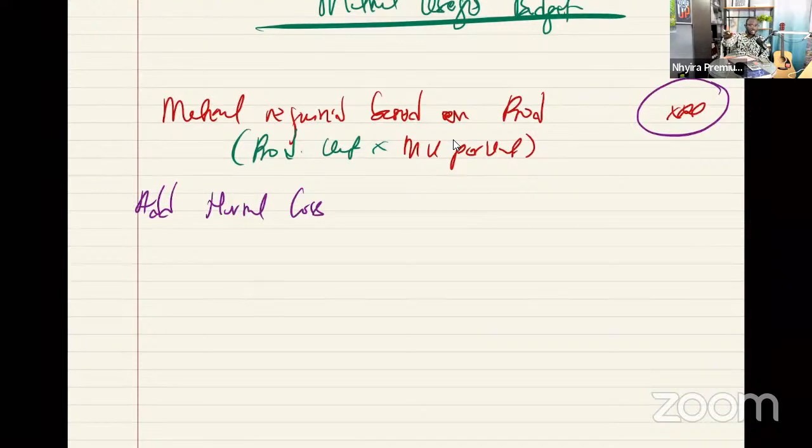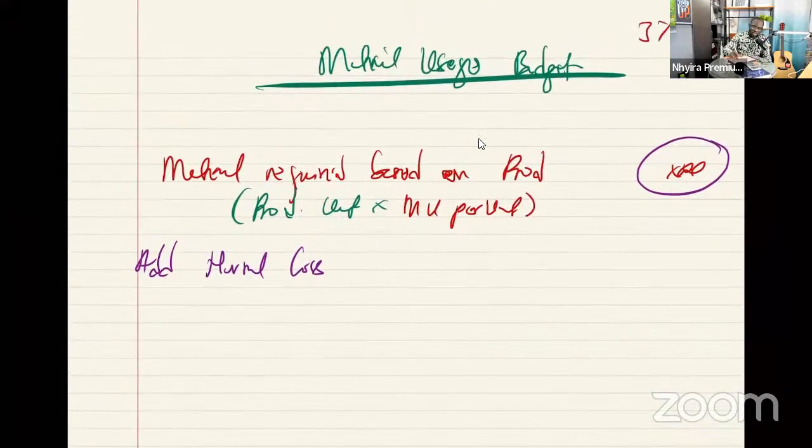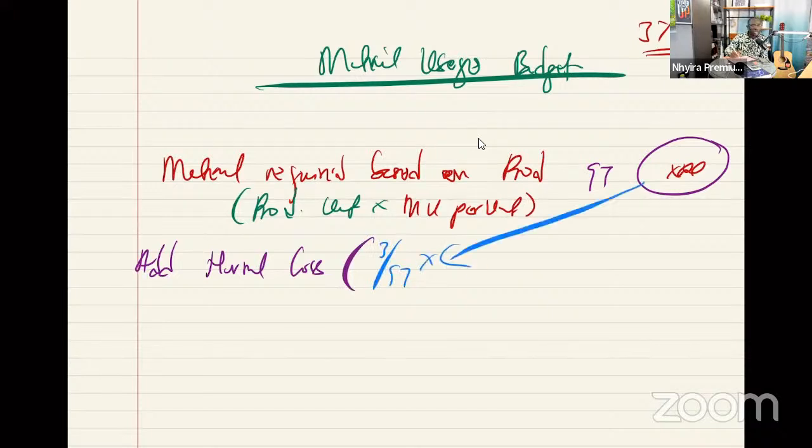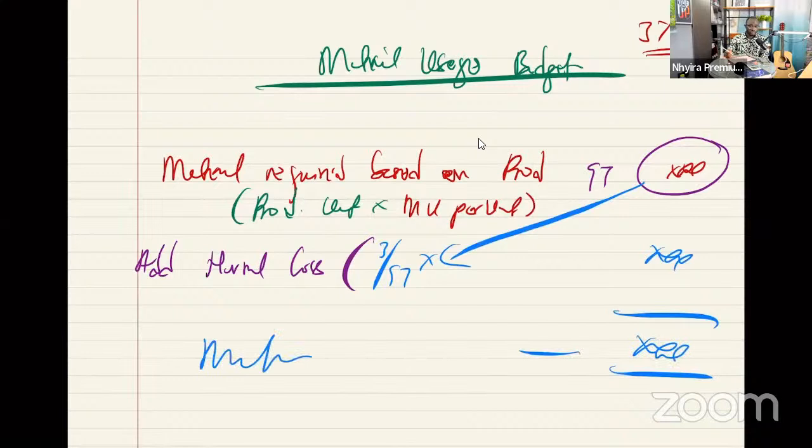So if this is the material required based on the production unit, and the examiner says 3% of material required are going to be defective, there is a way this figure will be derived that represents 97%. So if I want my normal loss, it's going to be 3 over 97 times this particular figure that I got here. And that gives you the normal loss, and the final answer for the material required for the production unit. So that is how it is built up in the question.